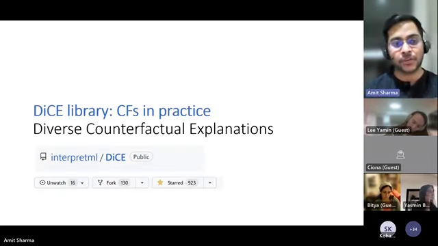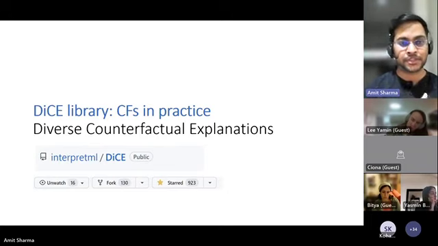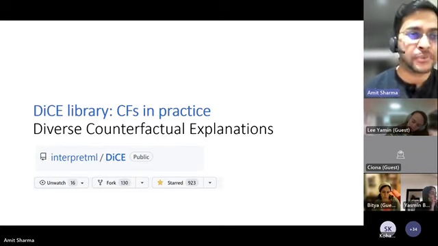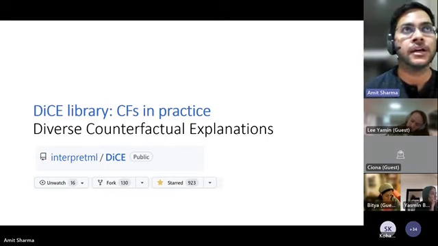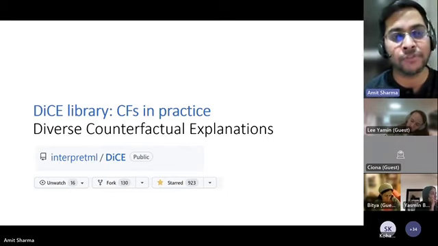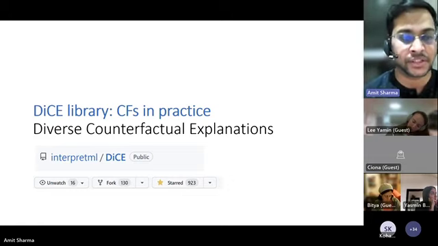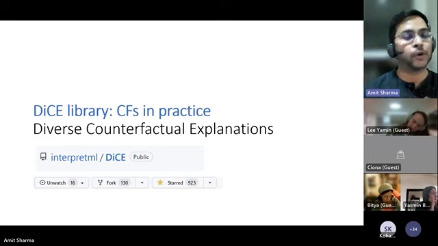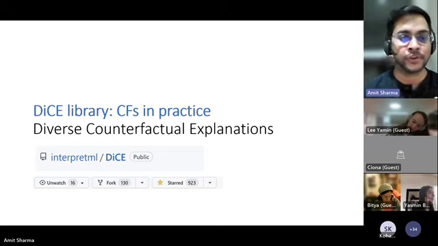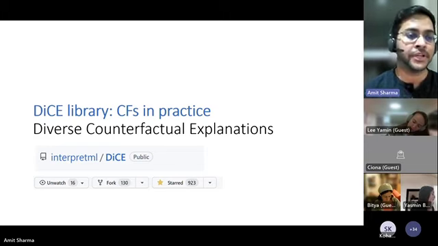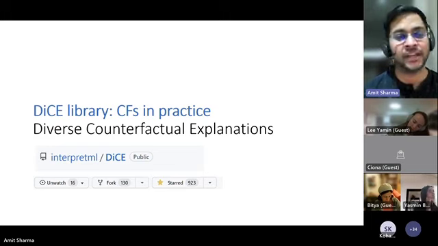So if you want to try these ideas out, we did release a library which is open source. It's called DICE, Diverse Counterfactual Explanations. So far, I've been really happy with the response that we have got. It started as a Microsoft project, but now we have folded it into an independent interpretable organization. And I think people are contributing to it. People are adding new algorithms. So if you're interested, you can play with it and try to see if it works for your application.